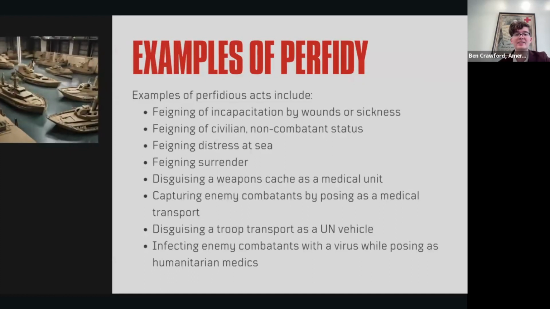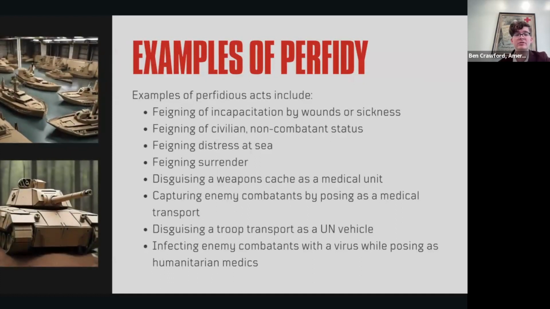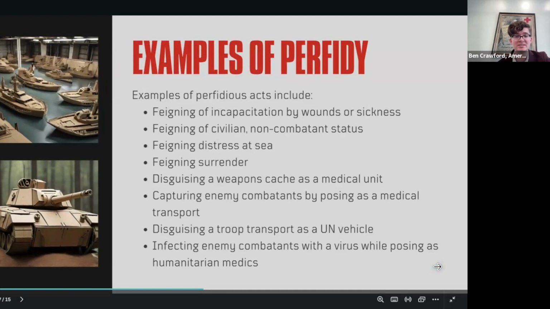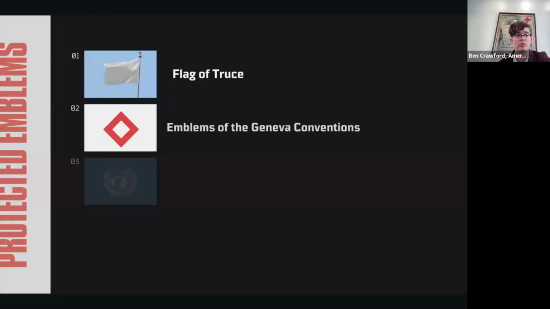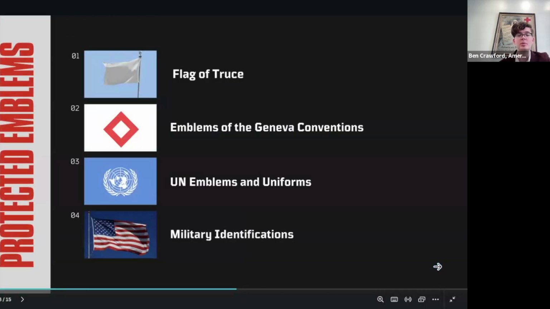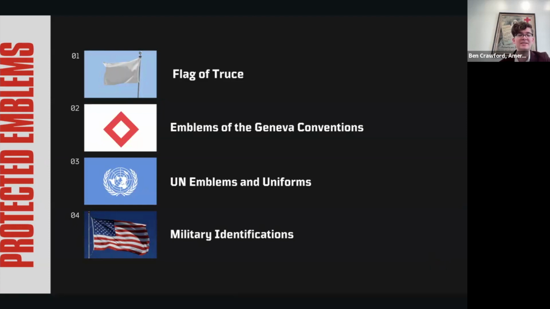Examples of perfidious acts include the feigning of incapacitation by wounds or sickness, feigning of civilian non-combatant status, feigning distress at sea, feigning surrender, disguising a weapons cache as a medical unit, capturing enemy combatants by posing as a medical transport, disguising a troop transport as a UN vehicle, or even infecting enemy combatants with a virus while posing as humanitarian medics. Additionally, there is a range of protections and prohibitions that expand the perfidious framework to specific emblems and identifications in the areas of armed conflict.